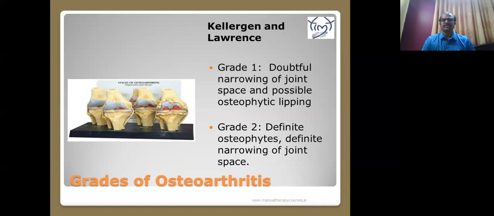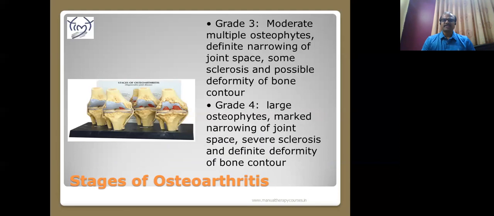So these are the two things which we are going to choose for doing a mobilization. Grade 3 and grade 4, we are not going to talk about, or we are not going to do mobilization. Yes, we can do mobilization, but at the same time it is not going to be effective; it may only be applied symptomatically.